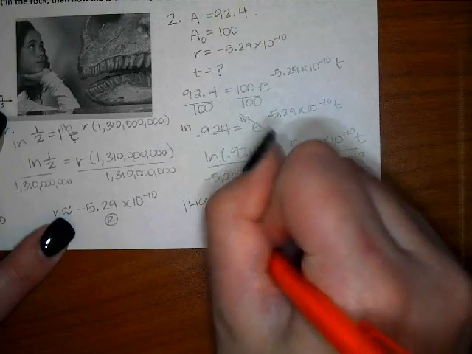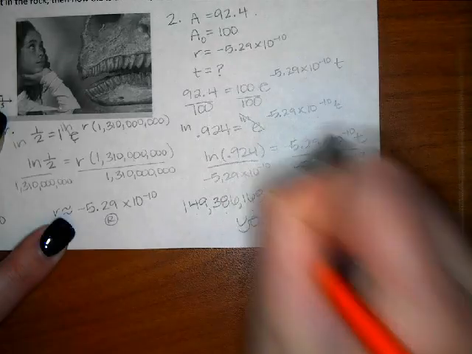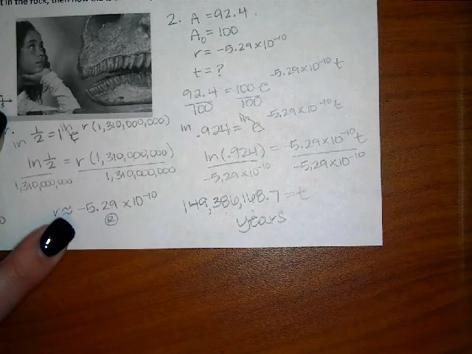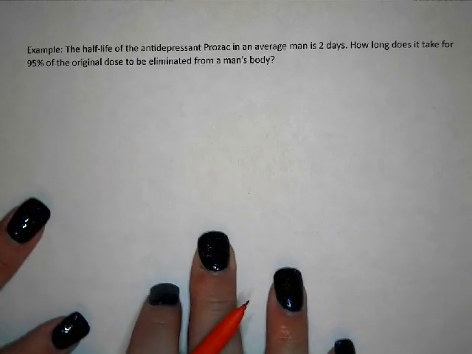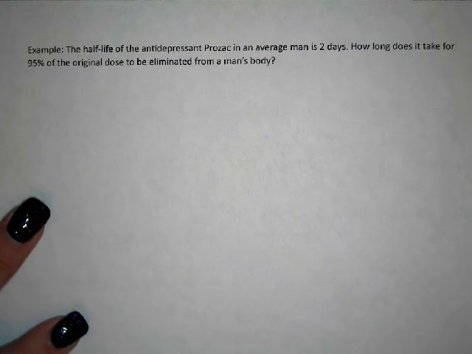All right, one last problem. The half-life of the antidepressant Prozac in an average man is 2 days. So 2 days after a man has taken the dose, half of the medicine is still left in his body. How long does it take for 95% of the original dose to be eliminated from the man's body? So not for 95% of it to stay there, but for 95% of it to be gone from the man's body.